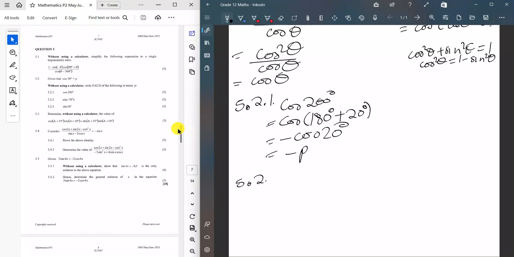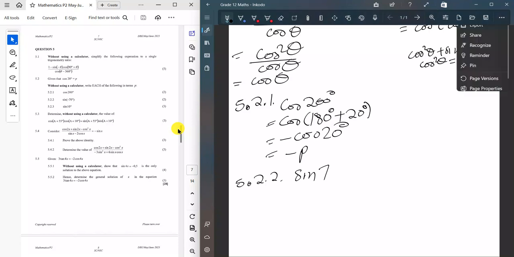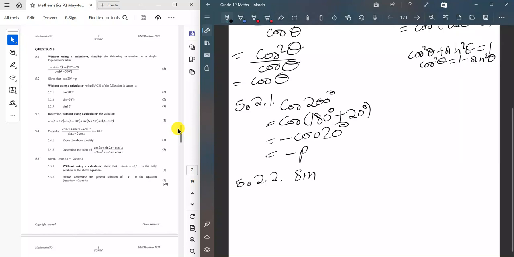5.2, let's see. 5.2.2, we are given sine negative 70 degrees. I'm not sure as yet if we still need to use the diagram, but I don't think so. So what is this? This negative angle of sine will become negative sine 70 degrees.